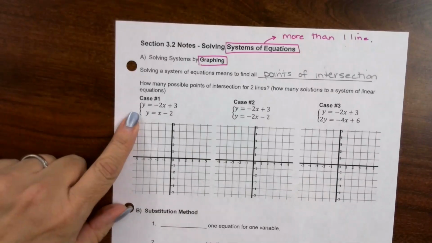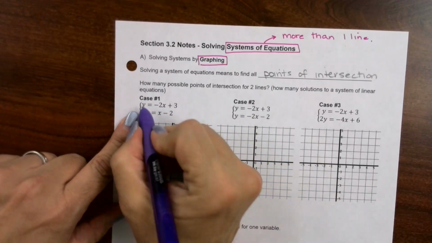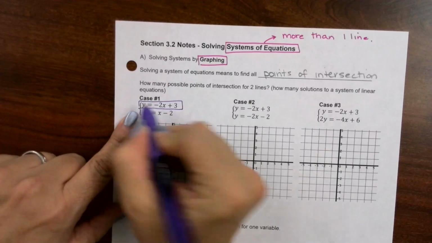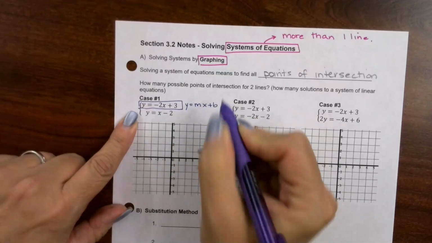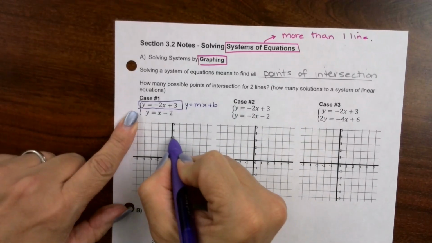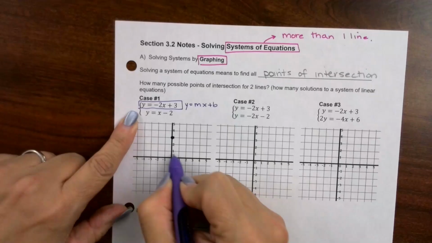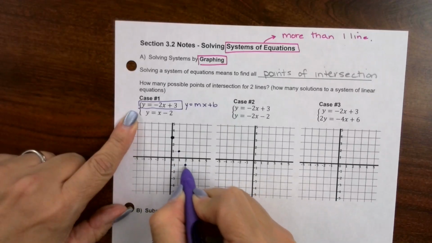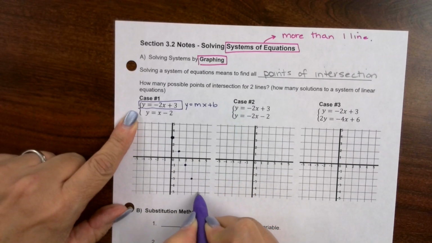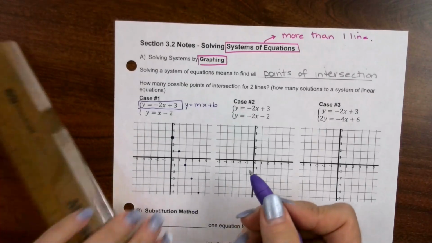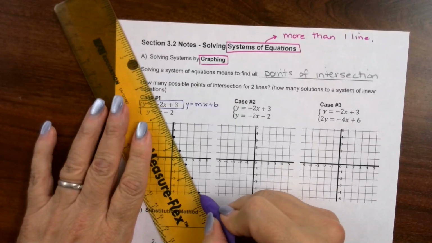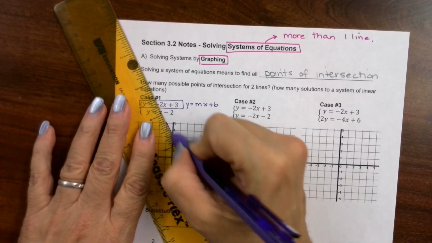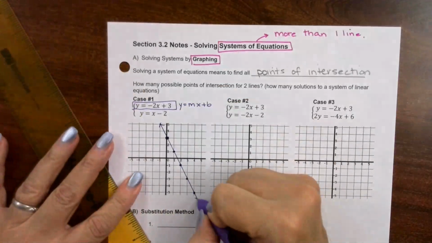So the first thing that I'm going to do, I'm going to graph this as two different colors, is graph this first line. And this is already in the form y equals mx plus b. So what I know is I'm going to start at 3, and I'm going to go down 2 over 1. I'm actually going to use a ruler on this, because the point of intersection is so important, and I have my line that looks like this.